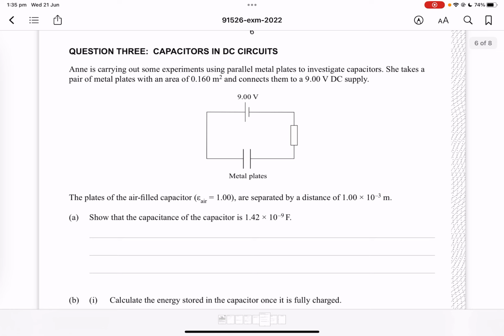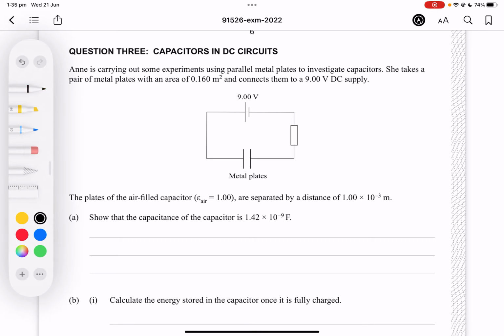We want to show that the capacitance of the capacitor is 1.42 times 10 to the power of -9 farads. Okay. So this is just another plug and chug question. So we have the capacitance is equal to the relative permittivity multiplied by the dielectric constant, which is 1. So epsilon air is 1 multiplied by the area divided by the distance between the plates.